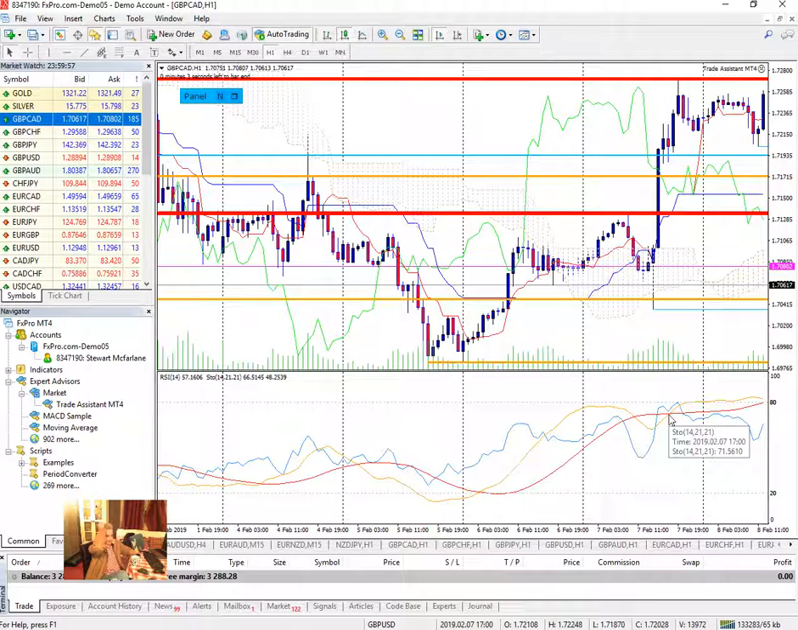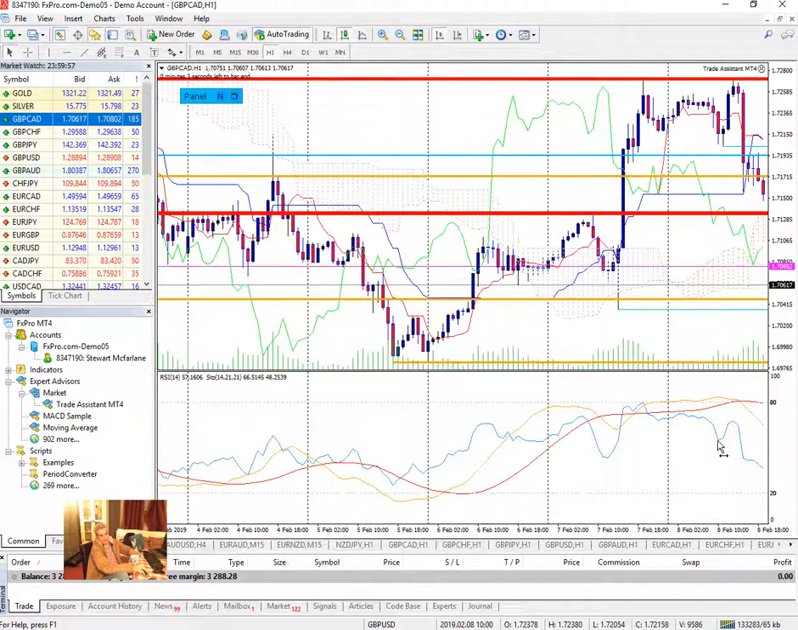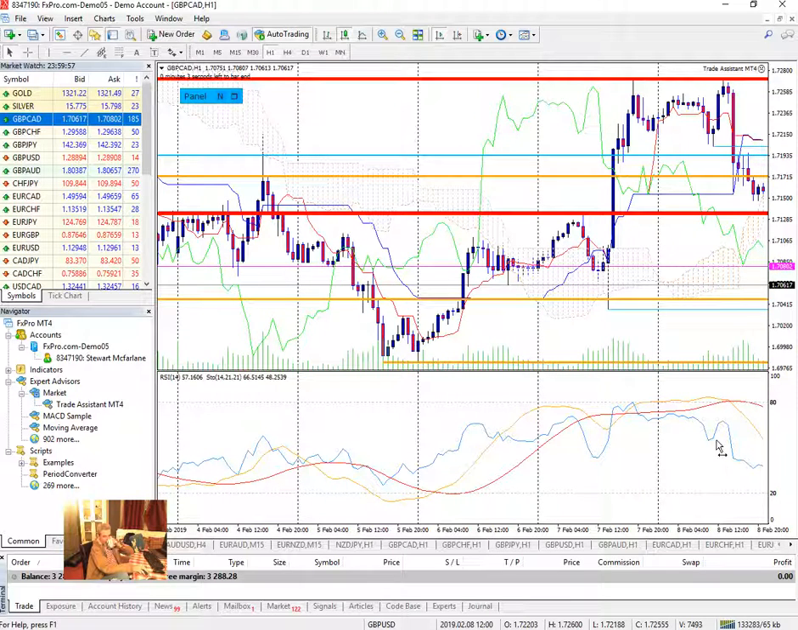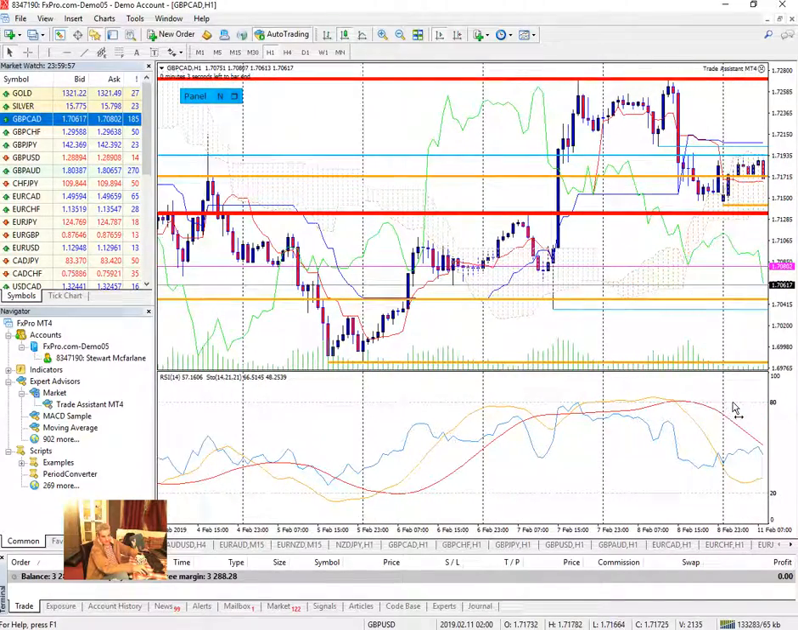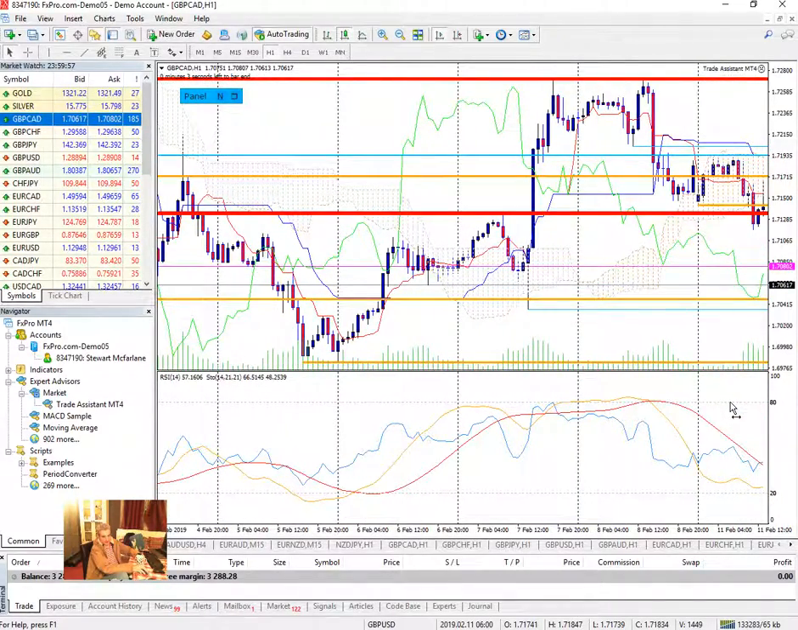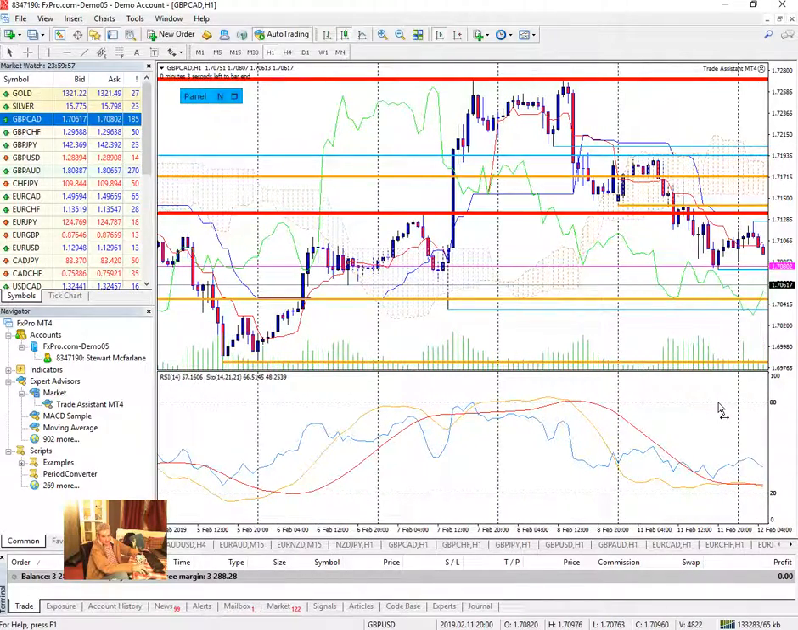You got to run up. This is already starting to turn down, so you probably want to get out before it does that. There's a support line there, so you probably want to watch this. It just does go down there.